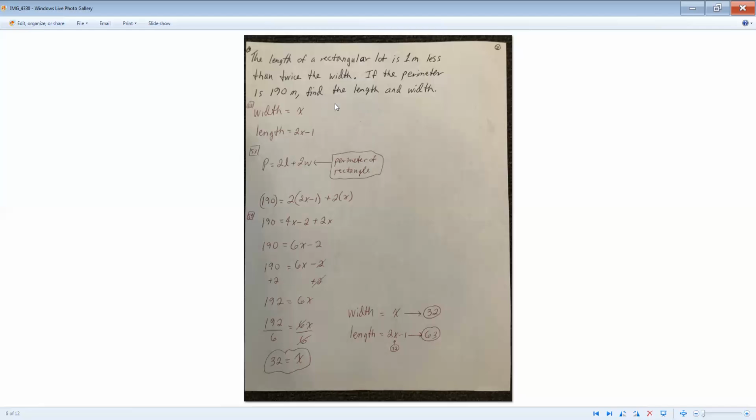Go back to what they're asking you. They want us to find the length and the width. So the width is x, which is 32. And the length, when you plug in 32, 2 times 32 is 64, minus 1 is 63.